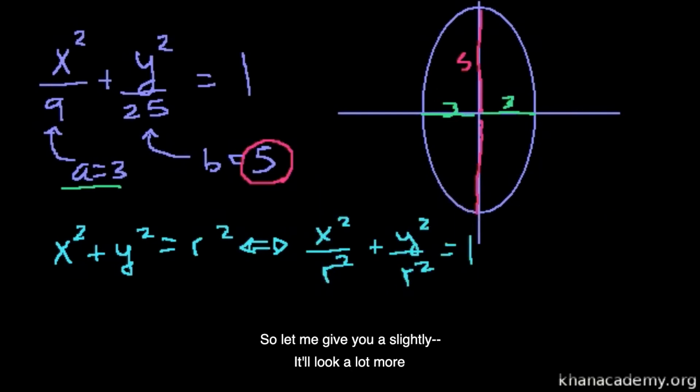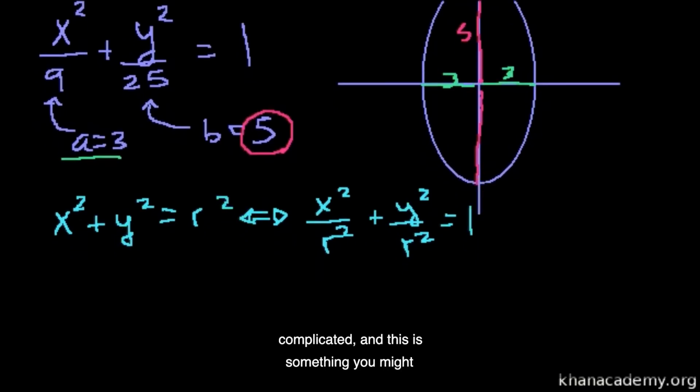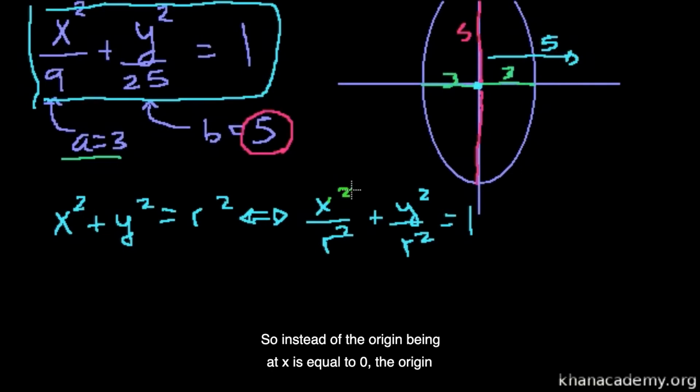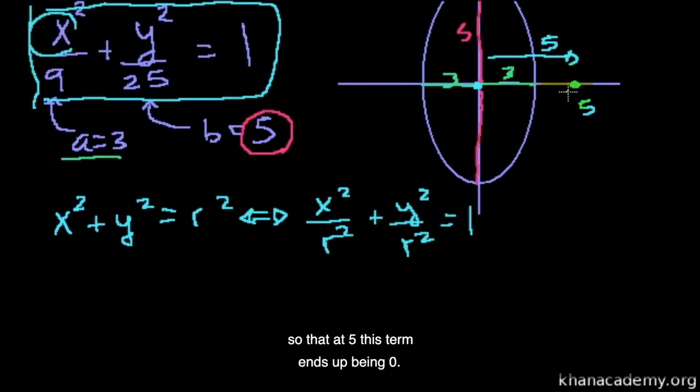So let me give you a slightly, it'll look a lot more complicated, and this is something you might see on an exam, but I just want to show you that this is just a shifting. Let's say we wanted to shift this ellipse to the right by 5. So instead of the origin being at x is equal to 0, the origin will now be at x is equal to 5, right? So a way to think about that is, what does this term have to be so that at 5, this term ends up being 0?